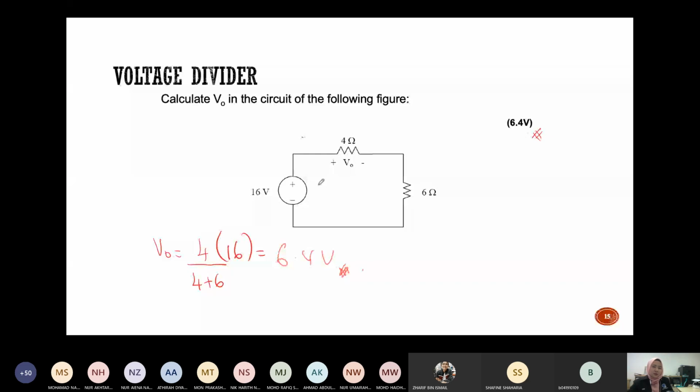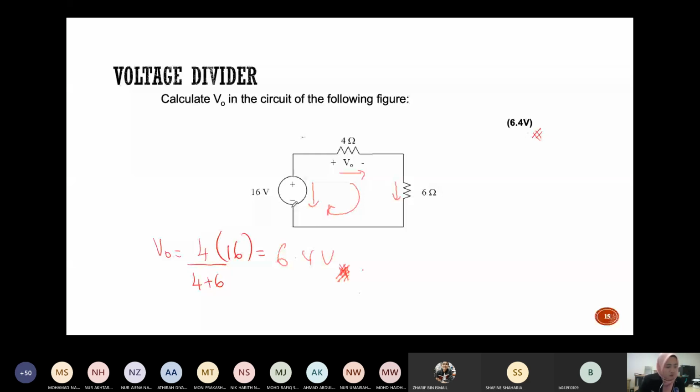Basically, the voltage divider is a simplification from the KVL. But if you want to use KVL, then it's okay, it depends on you. For KVL, you do KVL, then you get the KVL equation, find the current, then you can find V naught. So the voltage divider is the shortcut way to find the voltage across the resistor.